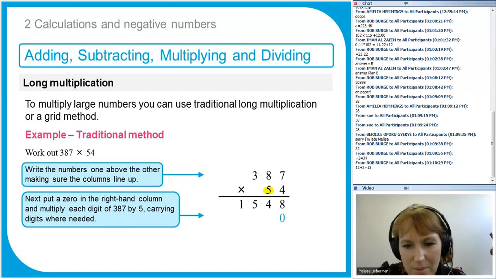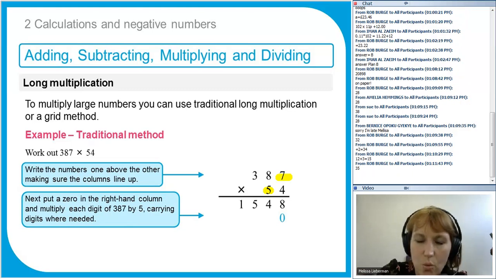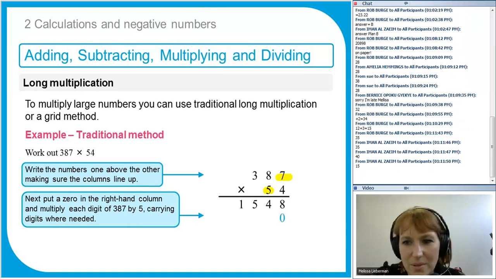If you want to do it in squared paper, that might be easier. So 5 times 7. And this time it's moved along 1 because we've got the 0 there. 35, thank you. So 5 times 7 is 35. 5 times 7 is definitely 35. So write 5 and carry 3. Next, 5 times 8.